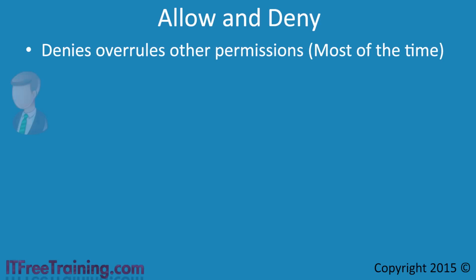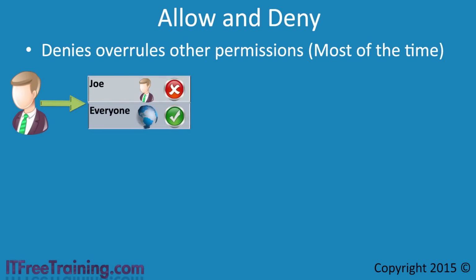If you consider that you have a user called Joe, in this case, there are explicit permissions configured. The first permission denies Joe from access. The second permission allows everyone to have access. When permissions are configured on a file or folder, the deny permission will always be sorted to the top of the list. So when Windows checks the permission list from top to bottom, it first sees that Joe has been denied, and it will deny Joe access.